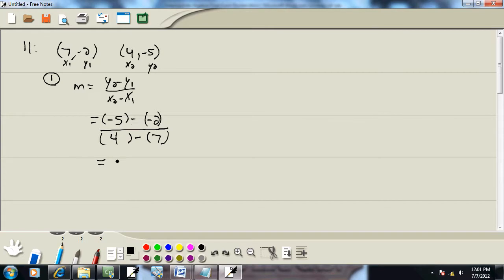Well, a negative parentheses negative up on top gives us a positive, so we got -5 plus 2. And down below, 4 minus 7 is -3. -5 plus 2 is -3. And -3 over -3 gives us a +1.